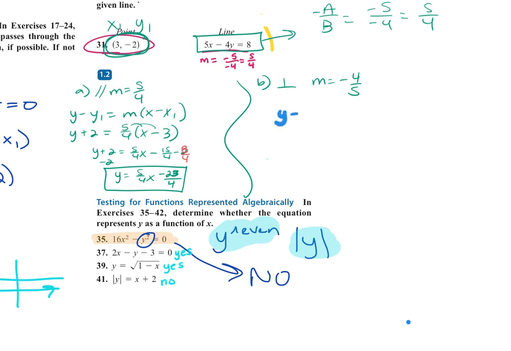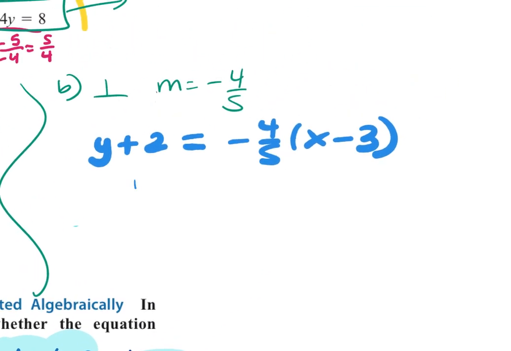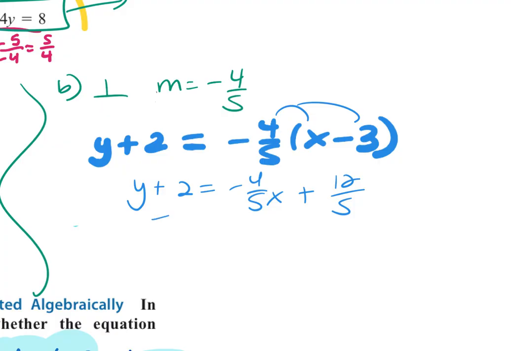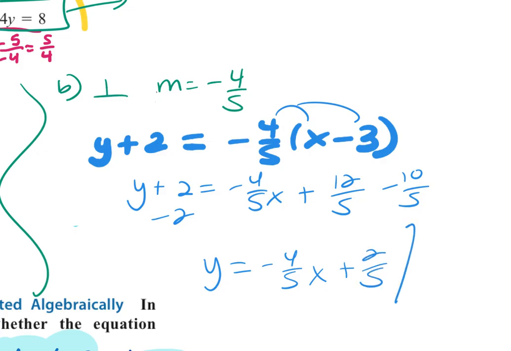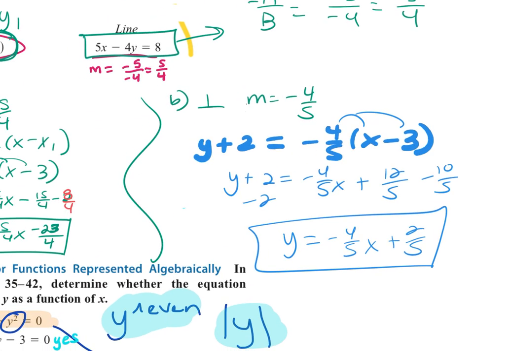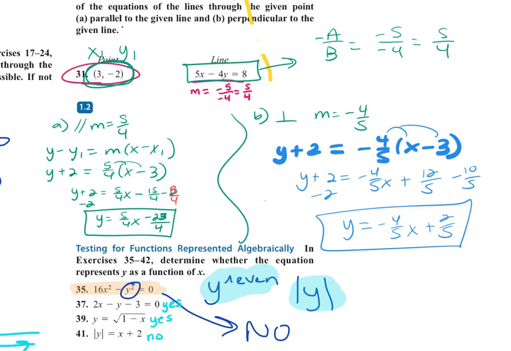4/5. So y minus a negative 2 becomes plus 2 equals negative 4/5 x minus 3. Distribute the 4/5. Y plus 2 equals negative 4/5 x plus 12/5. And then subtract the 2, which is 10/5. And I get y equals negative 4/5 x plus 2/5. So first thing you're finding from the equation is its slope, and that's the only thing you're pulling out of it. And then for parallel, we keep the slope, and for perpendicular, we do opposite reciprocal.